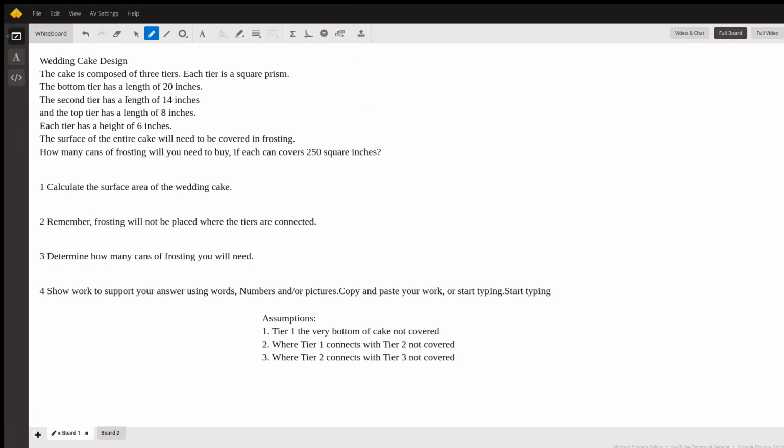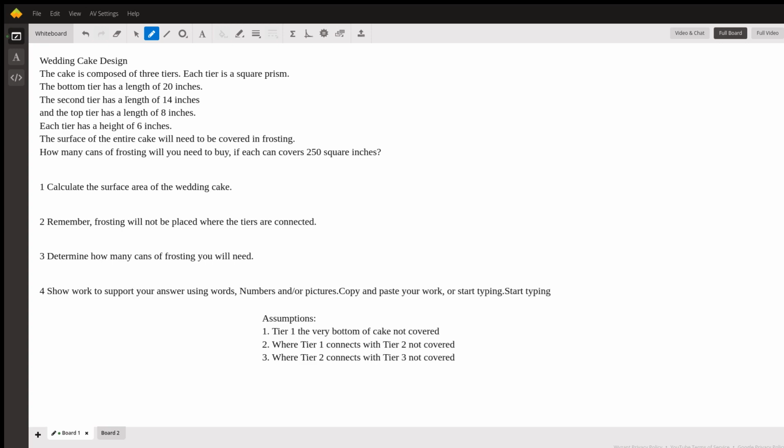It's described as, and here I have it on the board, that the cake is composed of 3 tiers. Each tier is a square prism. The bottom tier has a length of 20 inches, the second tier has a length of 14 inches, and the top tier has a length of 8 inches. And each tier has a height of 6 inches. The entire surface area of the cake will be covered in frosting. And the question is, how many cans of frosting will you need to buy if each can covers 250 square inches?